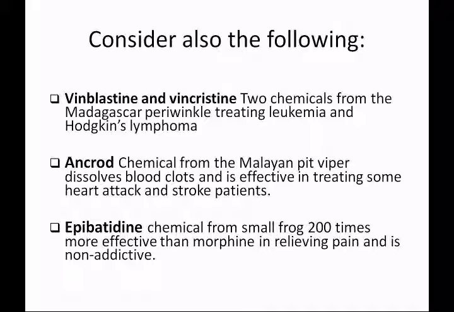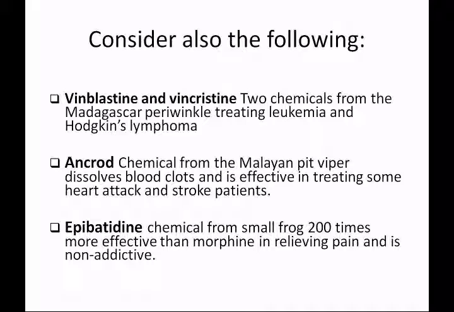Ankrod is a chemical in a Malayan pit viper, which is a type of snake, that dissolves blood clots and is effective in treating some heart attack and stroke patients. So one of the interesting things that they do at Texas A&M University is they take these rattlesnakes and they get the venom out of the rattlesnakes in order to make anti-venom and in order to make anti-clotting agents. And so if you lose out on that species of snake, you may lose out on things that can help people not die of heart attacks, not die of strokes.